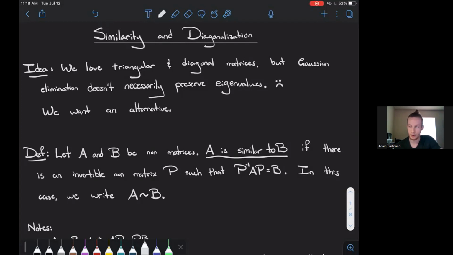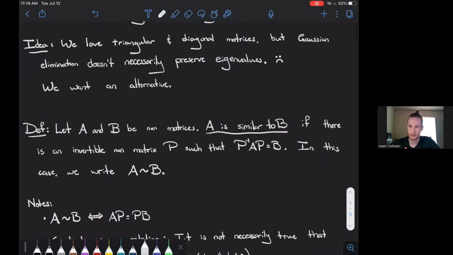Unfortunately, we only know one process right now that does that, which is Gaussian elimination. But Gaussian elimination does not preserve eigenvalues, characteristic polynomial, that kind of thing. And so instead, we want some kind of alternative. And so that is where the notion of similarity comes in. So we'll start with the definition of similar matrices.